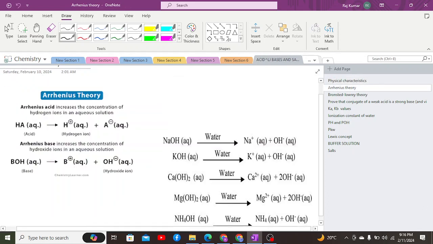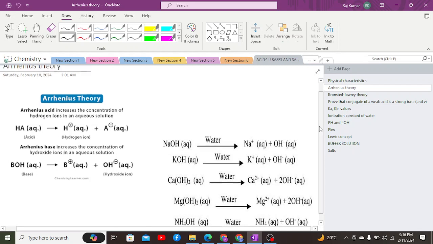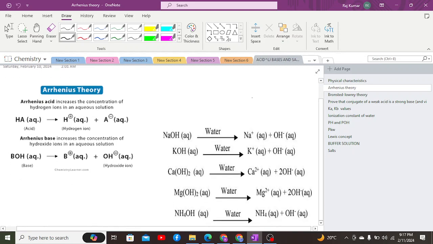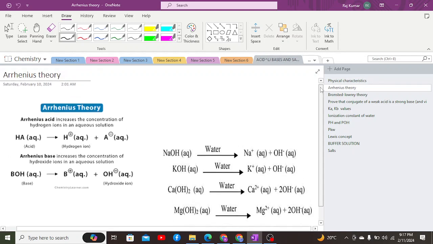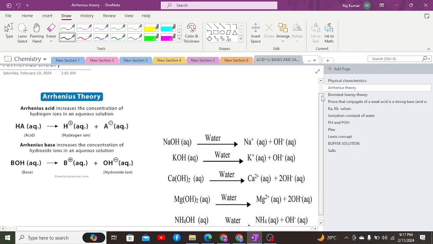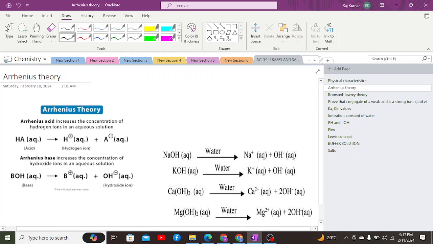The first topic which we are going to study today is the Arrhenius theory. Now acids and bases, during the earliest time, were difficult to classify. So the first theory which was presented to classify chemicals or solutions as acids, or chemicals and solutions as bases, was given by Mr. Arrhenius.